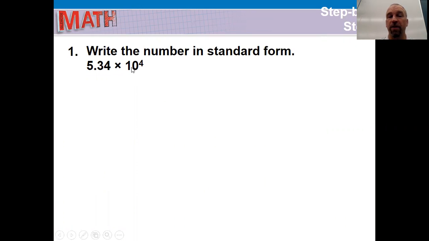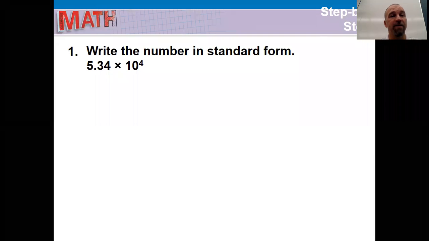5.34 times 10 to the 4th power is written in scientific notation. They want us to write this in standard form. Well, 10 to the 4th power is a positive exponent, so I know my number is going to be large. It's not going to be small. Therefore, I'm going to be multiplying by 10 a bunch of times, 4 times specifically this time. So multiplying by 10 four times is going to move the decimal point 4 places.